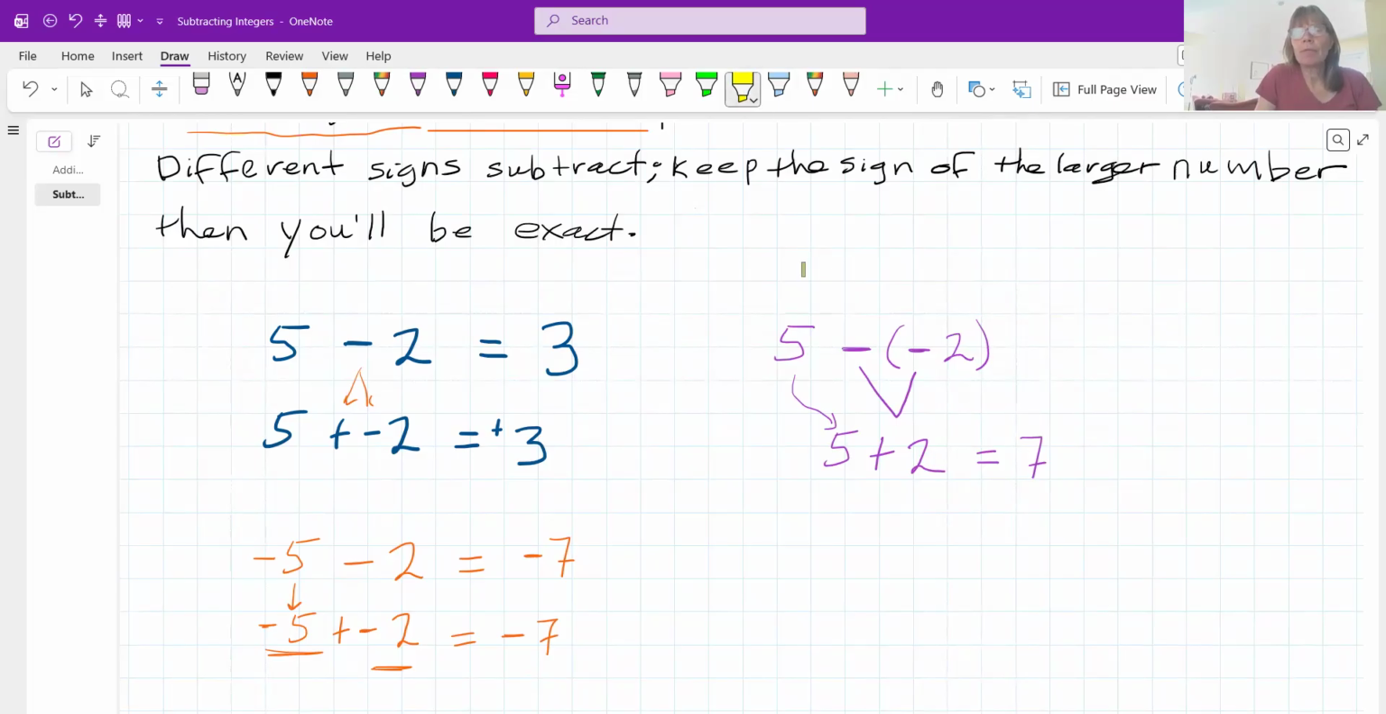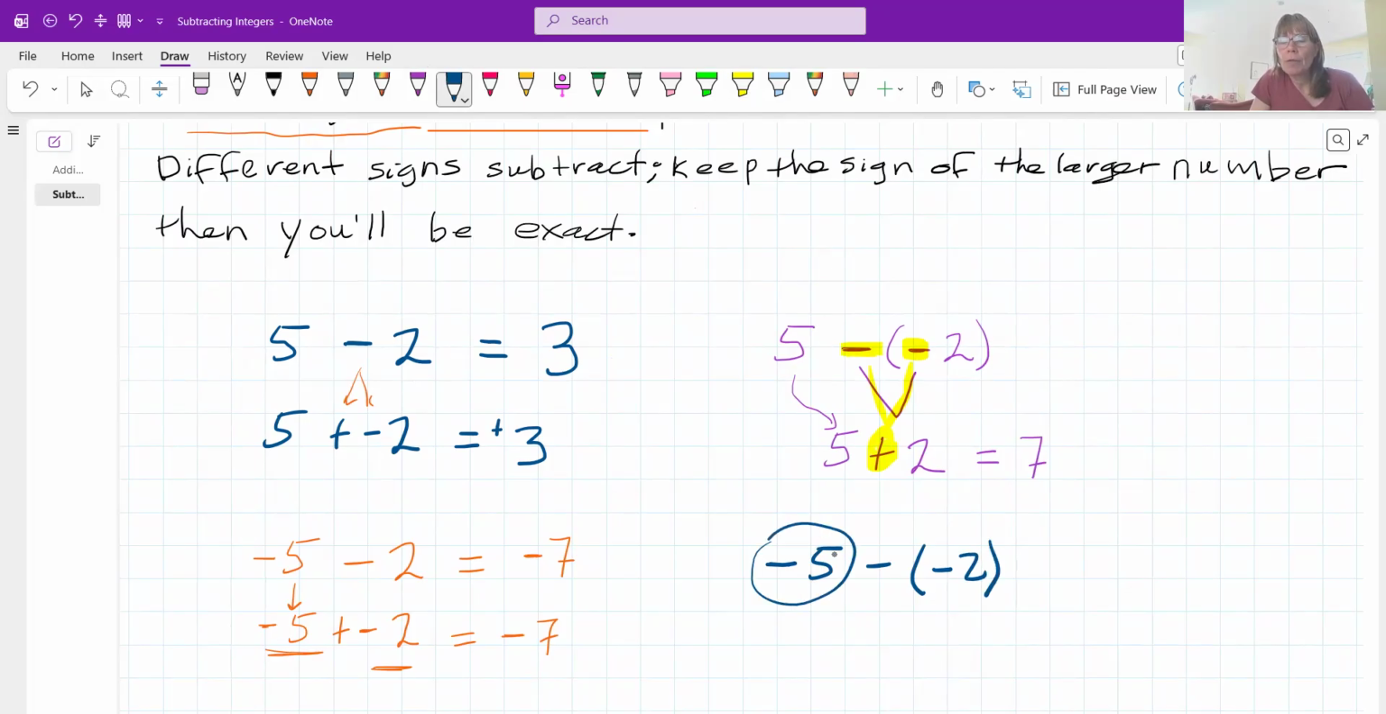So usually when I have this opposite of a negative sign, I often will rewrite the problem with a plus sign just to make my work look a little simpler. Let's look at this other example. What if I start with -5 and then I'm going to subtract -2? So remember, I'm not changing the sign on this number.